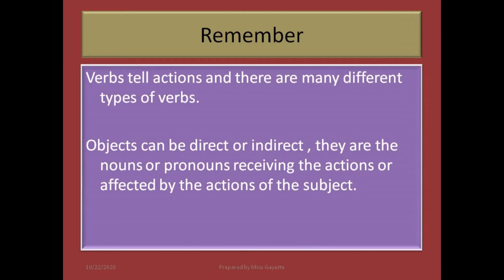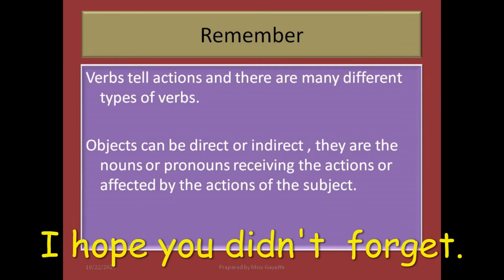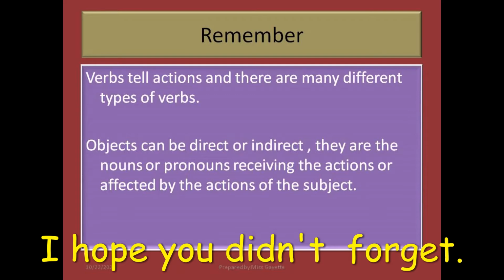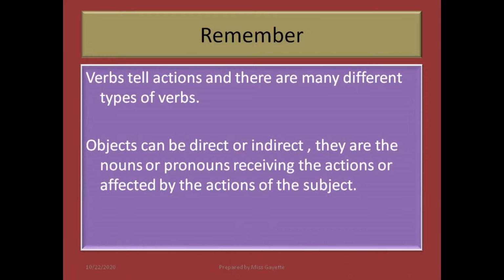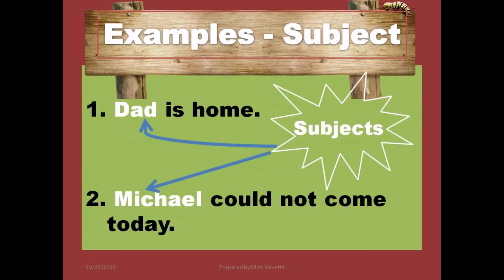Bear in mind that verbs tell actions, and there are many types of verbs, such as the main action verbs. We have linking verbs, helping and or auxiliary verbs, and state of being verbs. Also, you should be made aware that objects can be direct or indirect. These are nouns and pronouns receiving or affected by the actions of the subject.